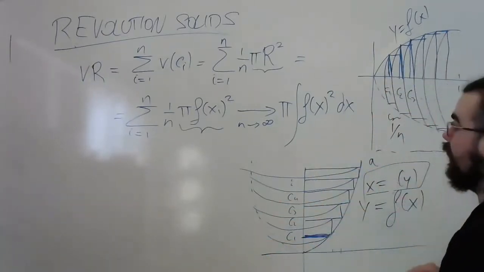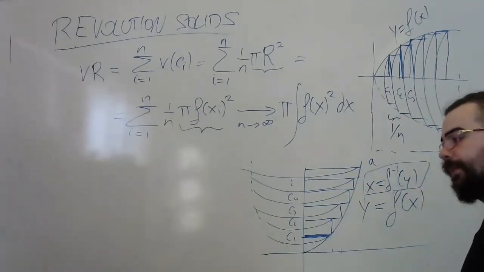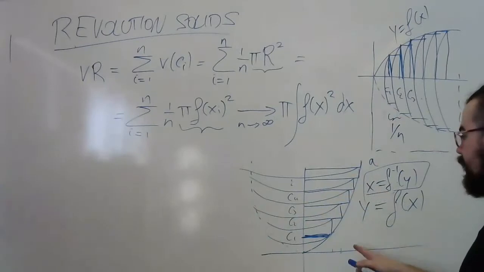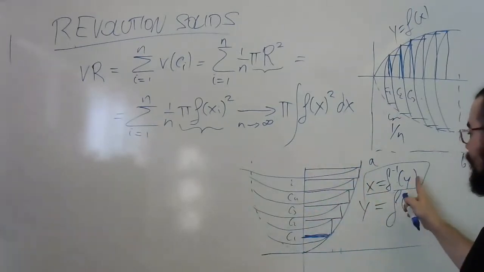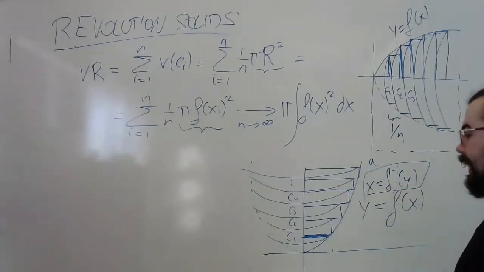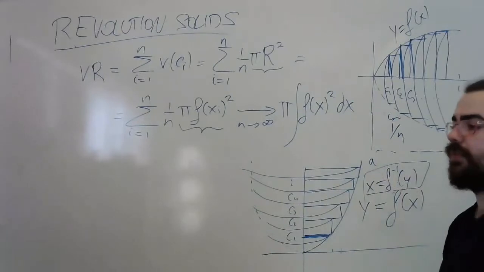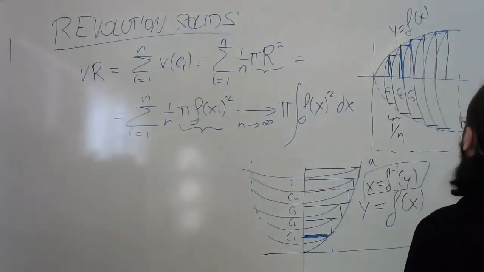So I'm going to write it here. The idea is you have to treat the variable whose axis you revolve around as the variable, and the other one as the function. And that's how you manage to solve this. Now I'm going to show you a super cool example.